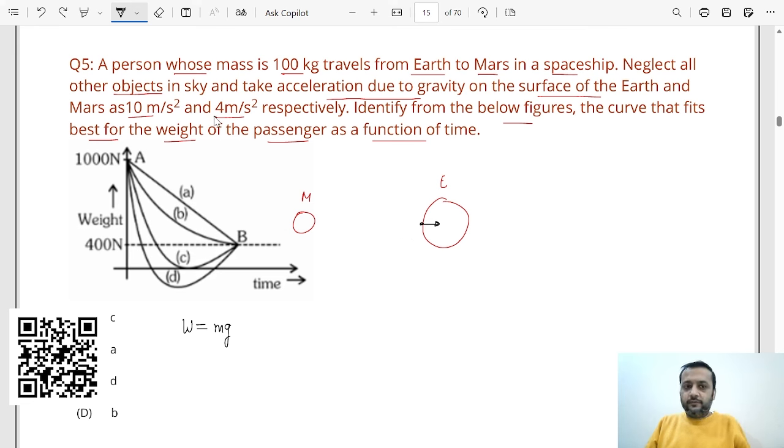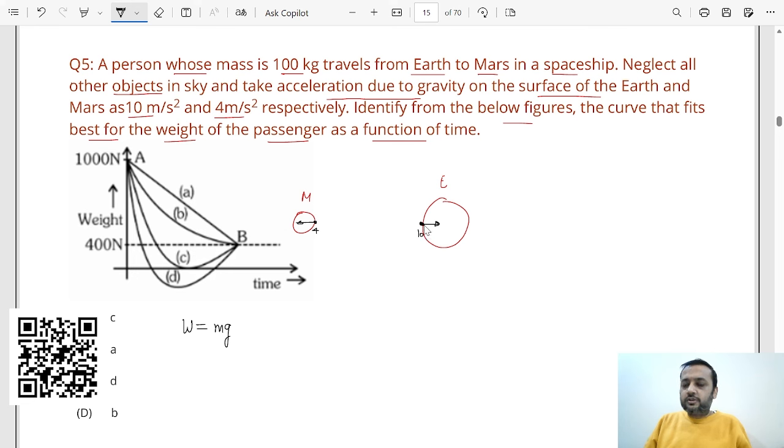So remember, this 4 value is on the Mars surface, not on the Earth surface. So basically, this value is 4 at the surface of the Mars, and this value 10 is at the surface of the Earth. Now, as the person will go away from Earth to Mars, slowly, the value of the gravity due to Earth will decrease. It will become 9, 8, 7, and because of Mars, this value will increase.